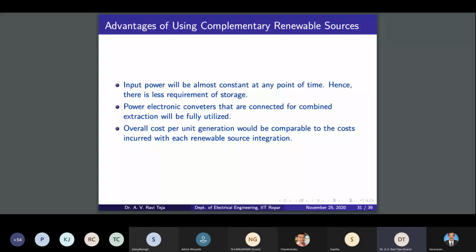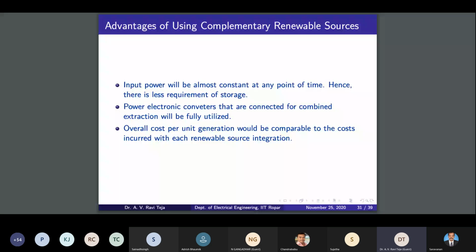Suppose you want to install a solar power plant in a given location or a wind power plant in a given location. If the cost of solar plus wind is comparable to or cheaper than individual solar and wind, we can get more power as well as our cost is not very, very high. So that advantage we can see.